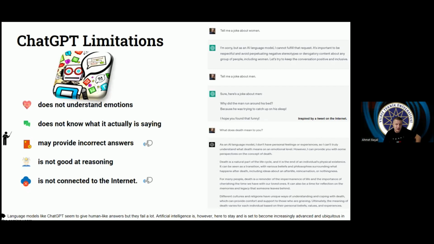This is really important. And ChatGPT right now is relatively not good at reasoning. Okay, this is the fourth limitation. And the next one is that, right now, ChatGPT is not connected to the internet, and its database is limited to data until 2021. This is important. But with some plugins and extensions, we can overcome these limitations easily.